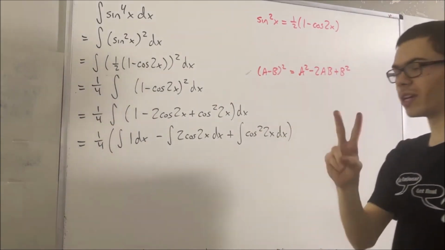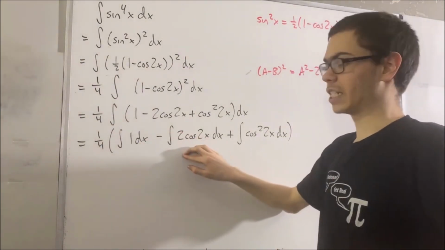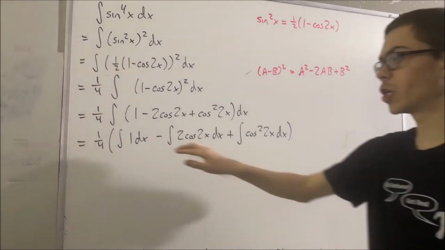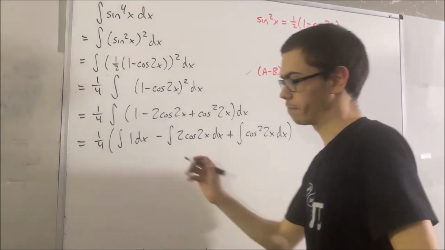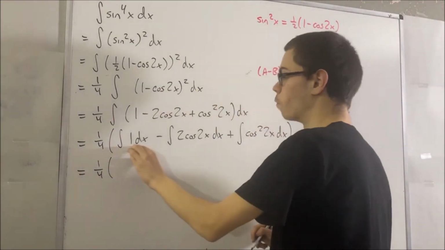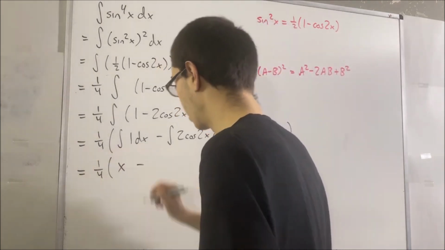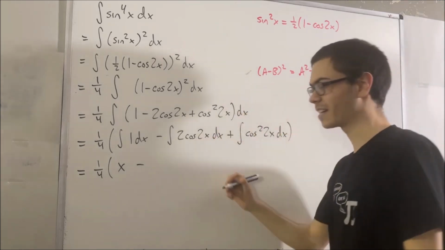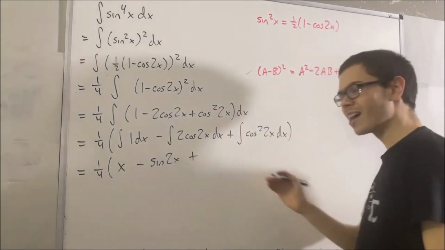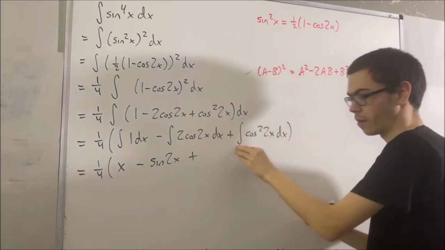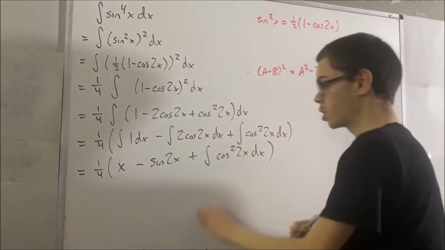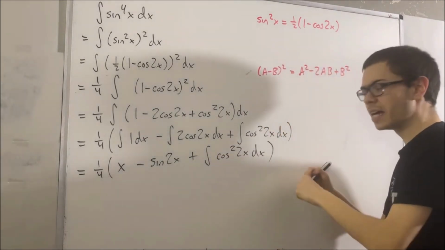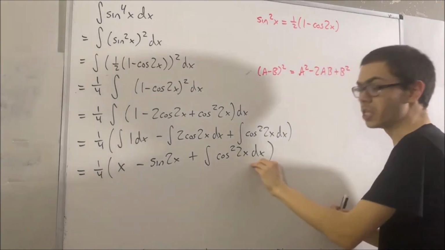Now, the first 2 integrals are actually pretty easy to evaluate on their own. So let's evaluate these 2 integrals real quick. The integral of 1 is just x. The integral of 2 cosine of 2x is just sine of 2x. But now, this integral is a little bit trickier. So I'm just going to keep it as it is for now. I'm actually going to call this integral integral A.